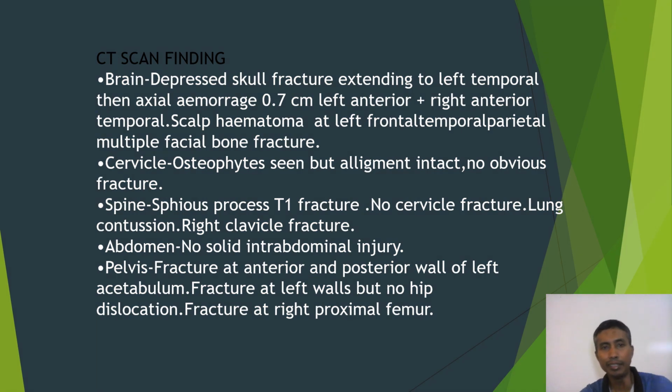Okay, CT scan findings. Brain: depressed skull fracture extending to the left frontal. Then intraaxial hemorrhage 0.7 cm at left anterior and right anterior temporal. Scalp hematoma at left frontal, temporal, parietal. Multiple facial bone fractures. Cervical osteophytes seen but alignment intact, no obvious fracture. Spine: spinous process T1 fracture, no cervical fracture. Lung contusion, right clavicle fracture.